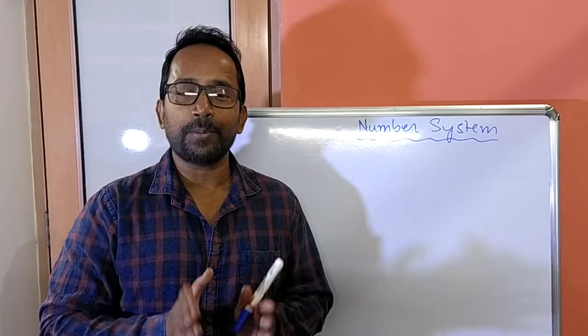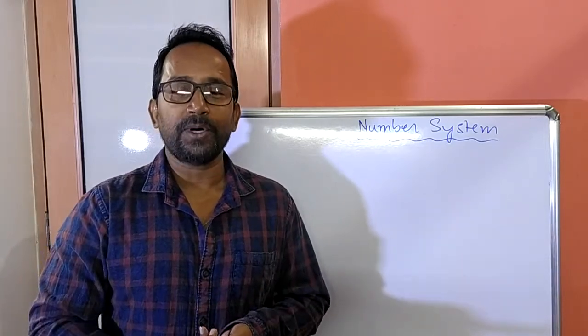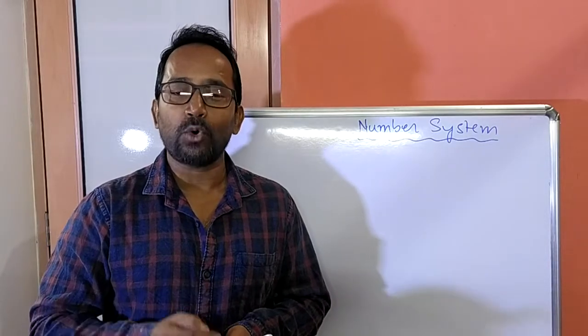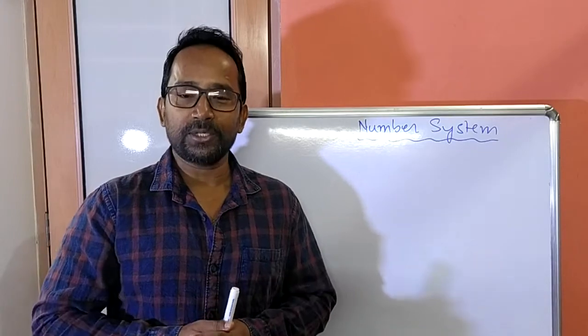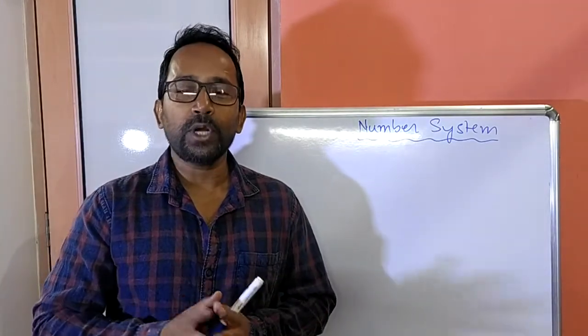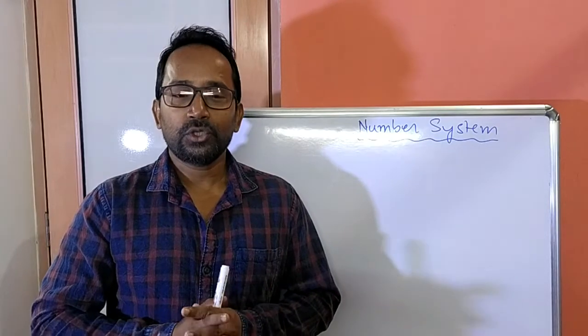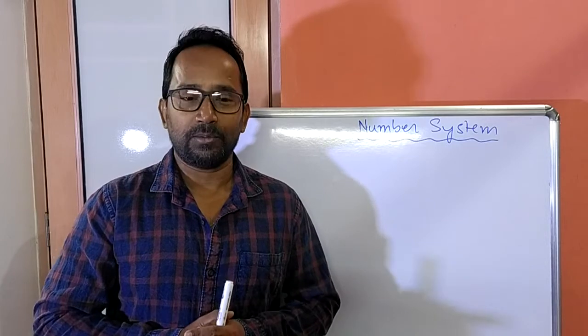Non-positional number systems are based on the method of counting and additive approach. In this type of number system, a symbol carries the same value always irrespective of its position in the number. Two such number systems are Roman number system and Greek number system. In our syllabus, we don't have non-positional number system. So now we will learn positional number system as per our class 11 syllabus.